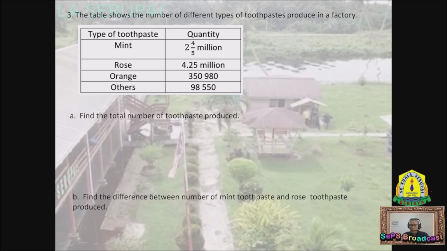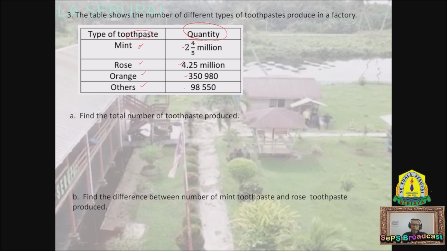The first one, as you see over here, is the mint. Mint, rose, orange, and other flavors. So you need to be very clear, and you have to know the numbers. We have the flavors, the types of toothpaste, but we have to know the numbers. The quantity means numbers. So for the mint, this is the number. The rose, this one is the number.